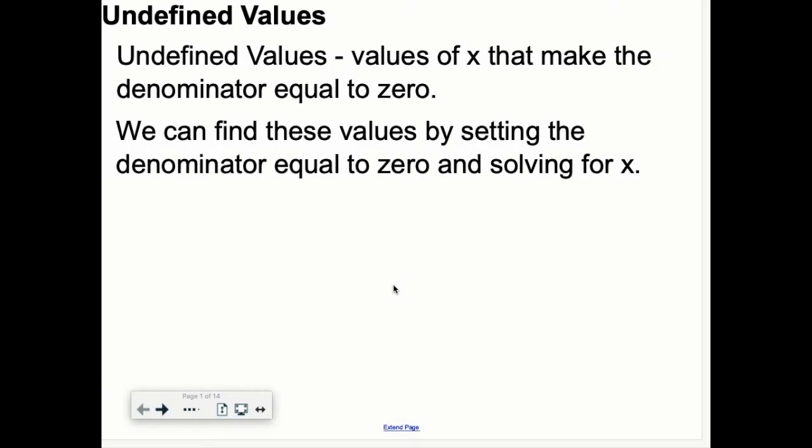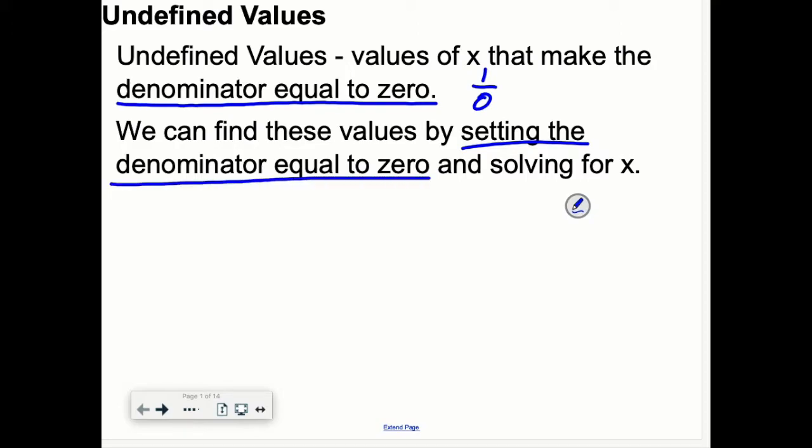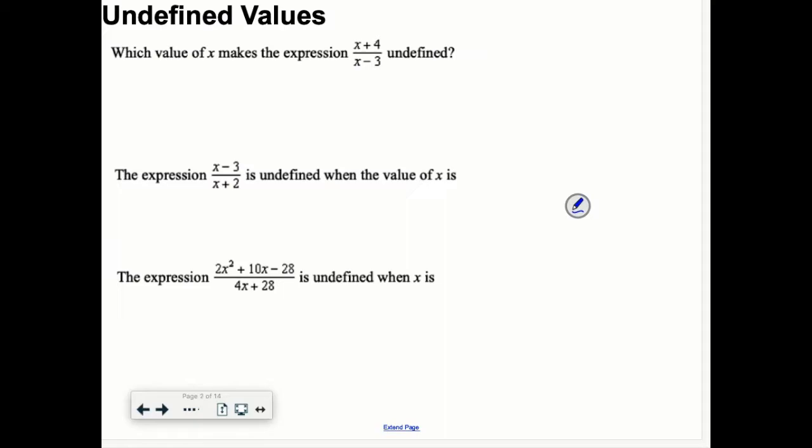We're going to start today by talking about undefined values. They are specifically values of x that make the denominator equal to 0. You might remember hearing that any fraction with the denominator of 0 is undefined. That's exactly this idea as well. Now we can find these by just setting the denominator equal to 0 and solving for x. The numerator doesn't matter whatsoever here. The numerator can be the craziest looking thing in the world. It doesn't matter. Let's take a look at some examples.